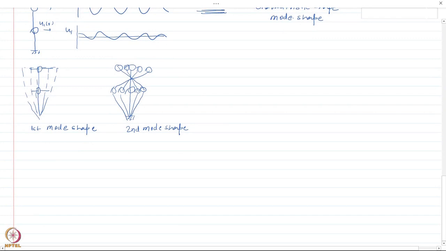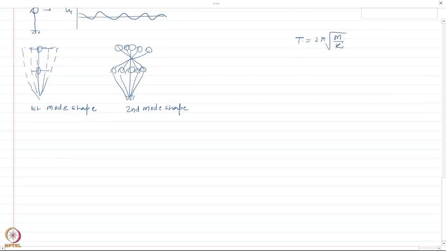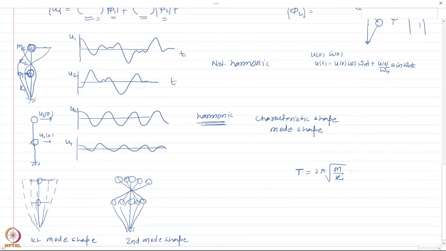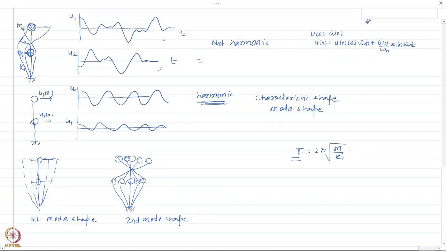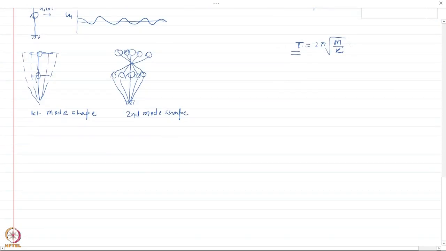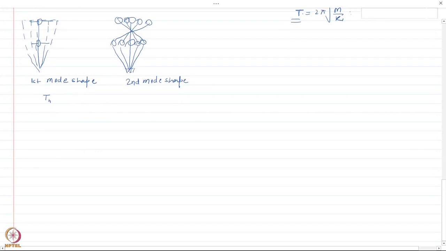Now, for a single degree of freedom system we define the natural time period as 2π under root m by k. Analytically, we said that it is the time taken to complete one cycle of vibration. Now, as I said, in general the resulting motion here is not harmonic. So how do we define this time period for a multi-degree of freedom system? For a multi-degree of freedom system, the time period is not defined for the overall response, but it is defined for each mode shape.